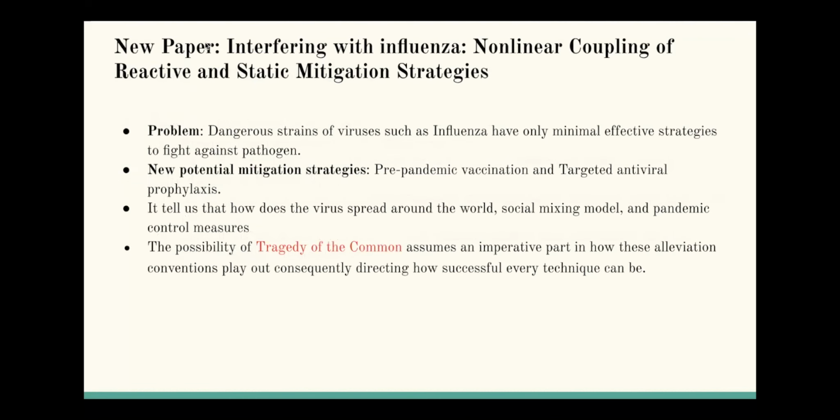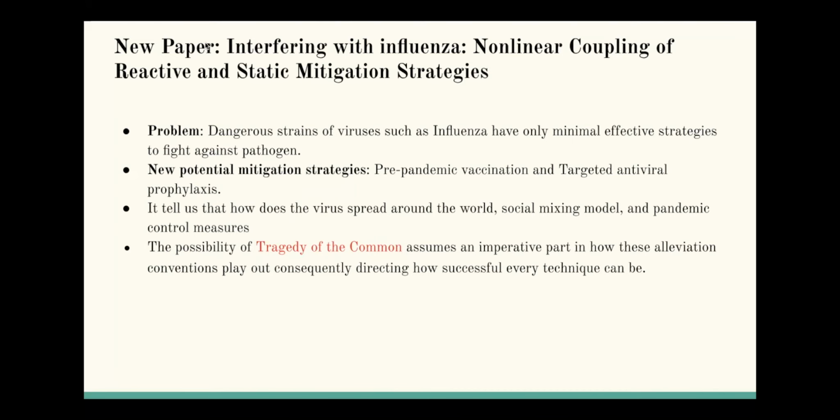Thank you, Andre. Hello, my name is Josue, and I will be discussing our new paper regarding nonlinear coupling of reactive and static mitigation strategies. As you know, global pandemics are created due to dangerous strains of viruses transmitted rapidly through various methods that allow them to propagate in large communities around the world. With novel viruses, the damage caused primarily dominates any form of reactive interventions instead of proactive measures.